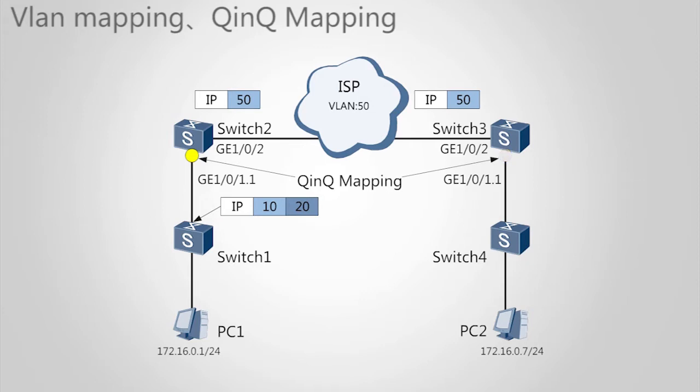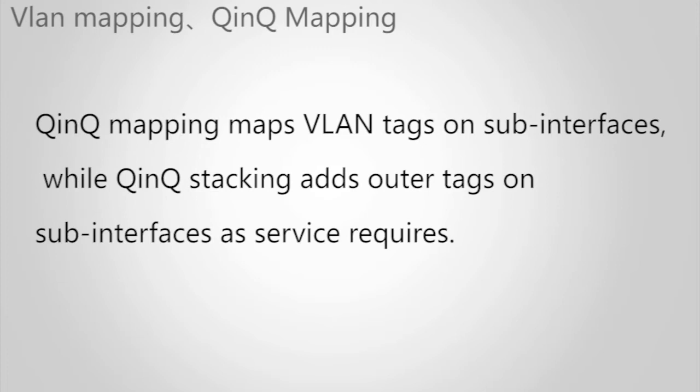3. After receiving the frame with the ISP network tag sent by switch 2, GE1/0/1.1 of switch 3 replaces the inner tag VLAN 50 and outer tag VLAN 60 with outer tag VLAN 40 and inner tag VLAN 30. QinQ mapping maps VLAN tags on sub-interfaces, while QinQ stacking adds outer tags on sub-interfaces as services require.